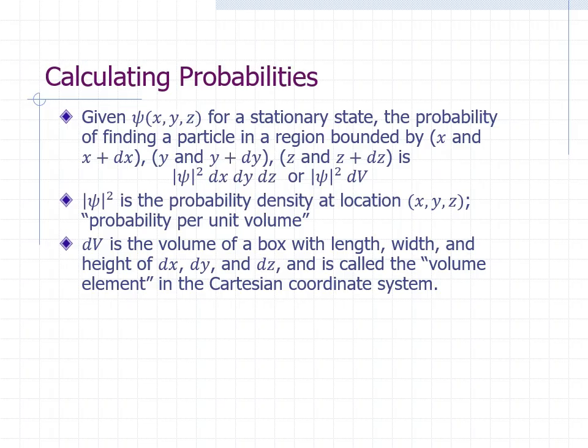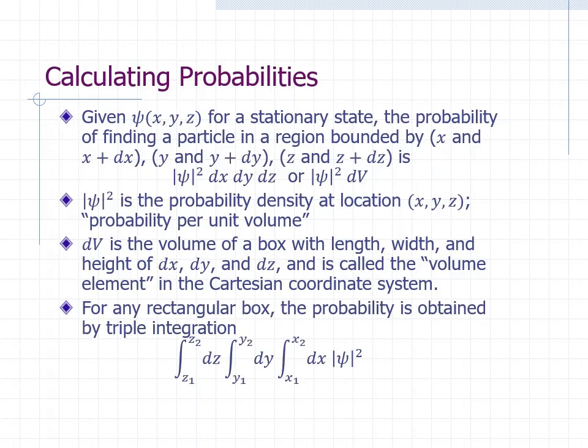Thus, dv is called the volume element in the Cartesian coordinate system. If we're interested in a finite box, the probability is obtained by triple integration. If we integrate the square of the absolute value of psi with respect to x from x1 to x2, then integrate the result with respect to y from y1 to y2, then integrate the result with respect to z from z1 to z2, then we get the probability of finding the particle in a box bounded by x1 and x2, y1 and y2, and z1 and z2.